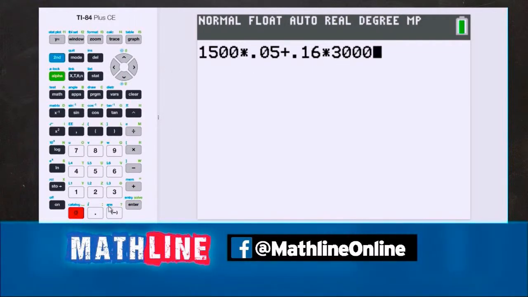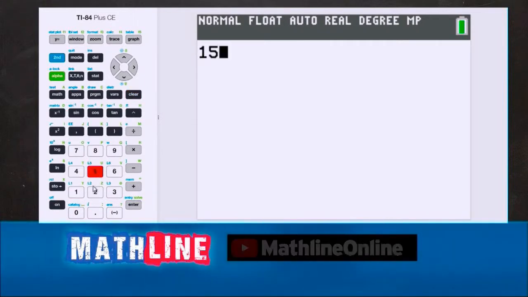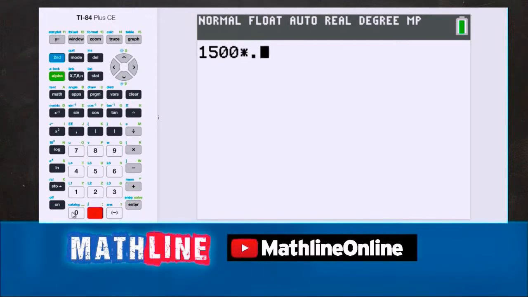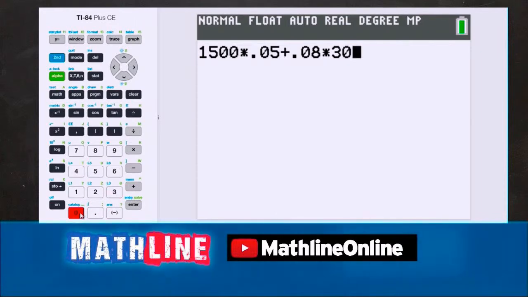So again, let's go back just a little bit here. Let's just clear and start it up again, all right? We got 1,500 times 5/100. We're going to add it to, let's just do what we said we would do. We would take 8%, which is 0.08, and we're going to multiply it times our 3,000. That's the correct way to work that. Everybody good? Nod your head.